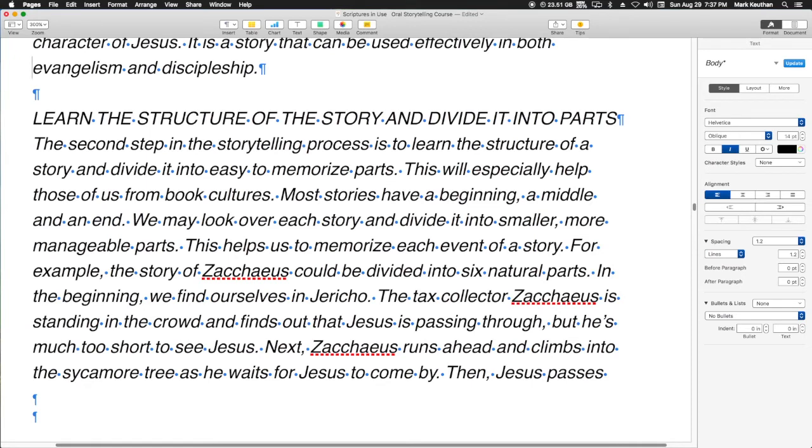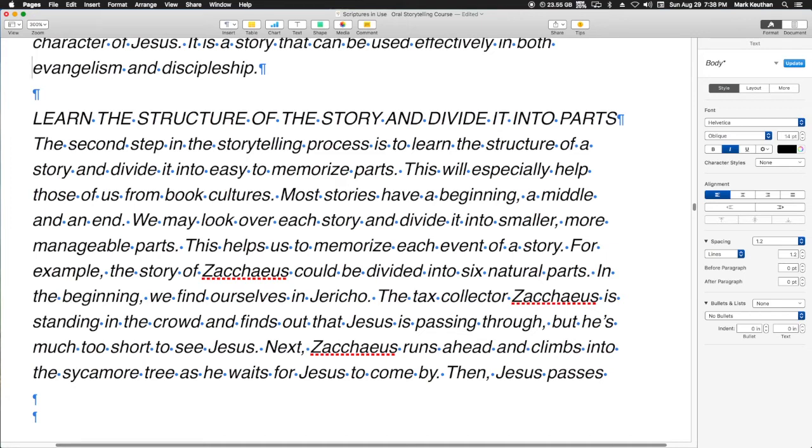This is what television writers do. They divide the story into beats because they have to. They're limited to a certain number of beats per 22-minute or 48-minute episode. And so you're saying, well, we can only put in, whatever it is, 17 beats. And so you plan them very carefully. So you're going to look over each story and divide it into smaller, more manageable parts. And this is for memory. This is so that you can memorize each event of a story, and instead of memorizing the lines, so to speak, like a play.